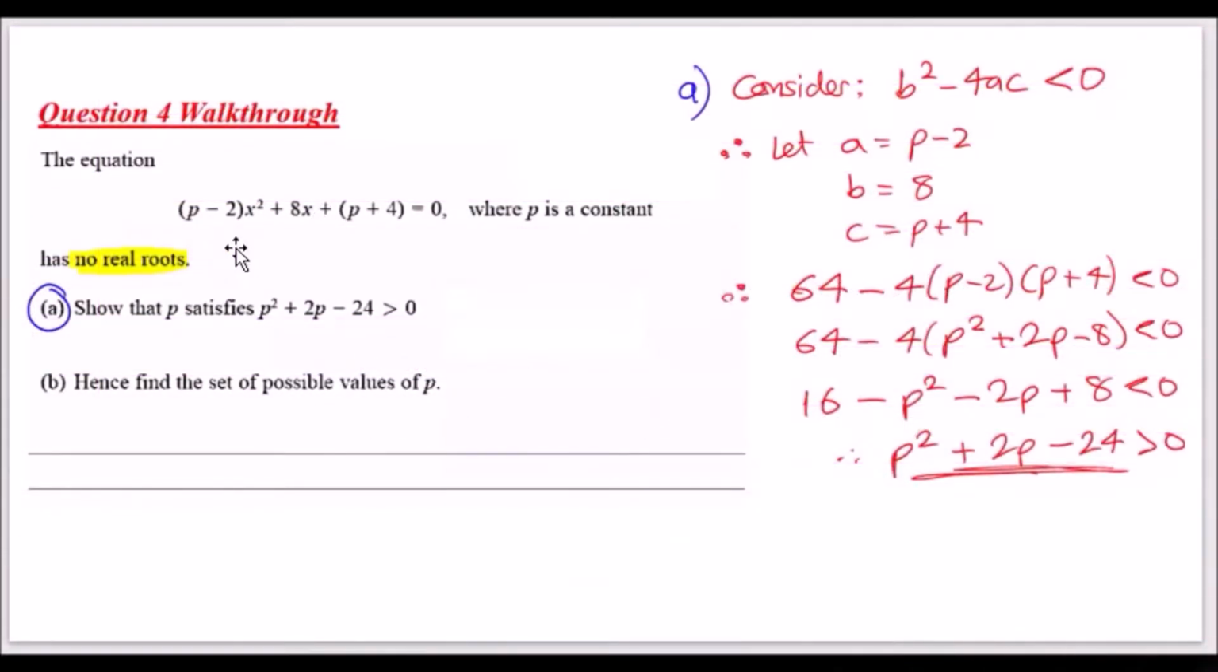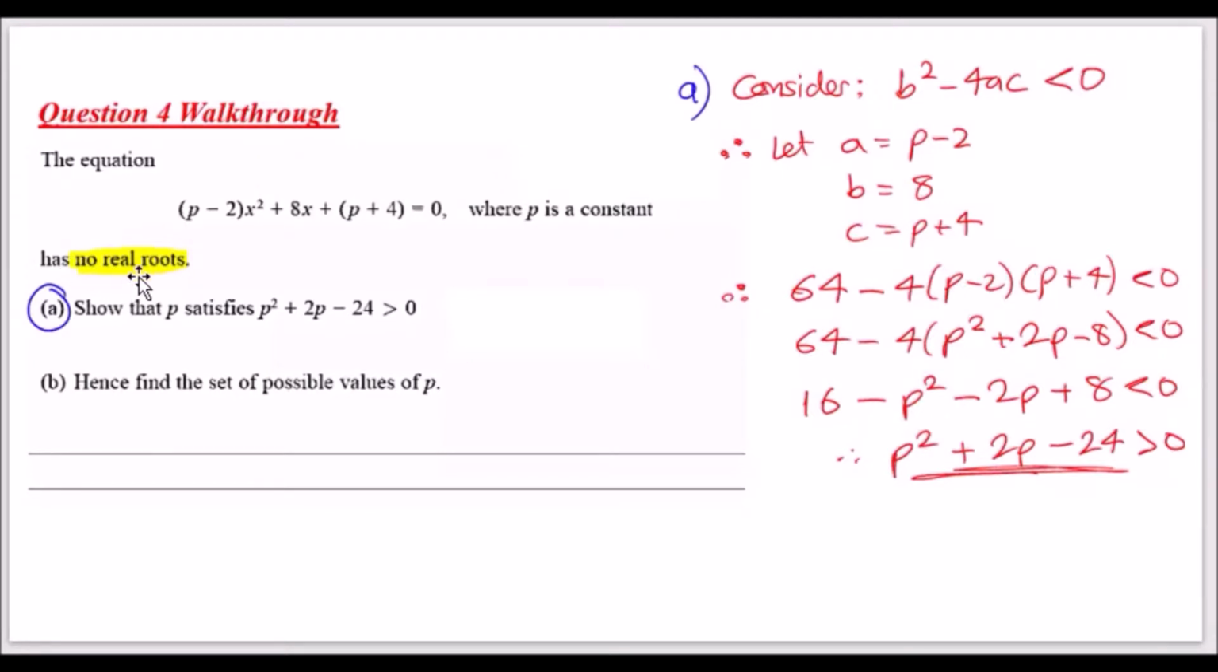The equation (p − 2)x² + 8x + (p + 4) = 0, where p is a constant, has no real roots. What this means is that if you use the quadratic formula, b² − 4ac will give you a negative result, meaning you can't get any solutions. So you get imaginary results. When that's the case, the discriminant is less than 0, meaning you cannot solve it. That's what we have to say straight off the bat.